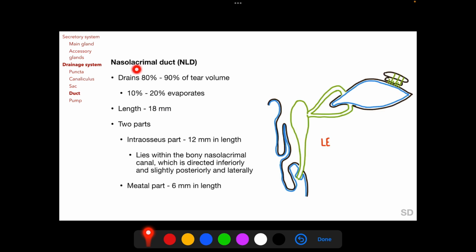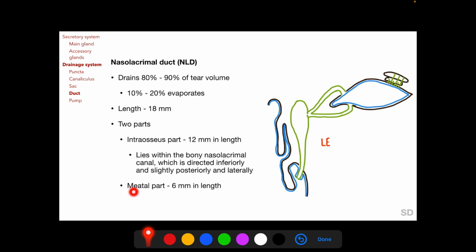The nasolacrimal duct drains 80 to 90% of the tear volume, and the remaining 10 to 20% of the tear volume evaporates. Length of the nasolacrimal duct is 18 mm on average, and it has two parts, the intraosseous part and the meatal part. The intraosseous part lies within the bony nasolacrimal canal and is 12 mm in length, and this nasolacrimal canal is directed inferiorly and slightly posteriorly and laterally, and this direction is very important when probing needs to be done for congenital nasolacrimal duct obstruction.